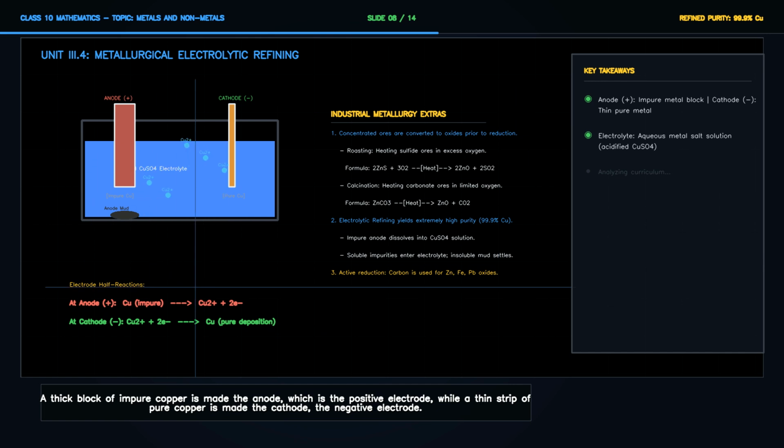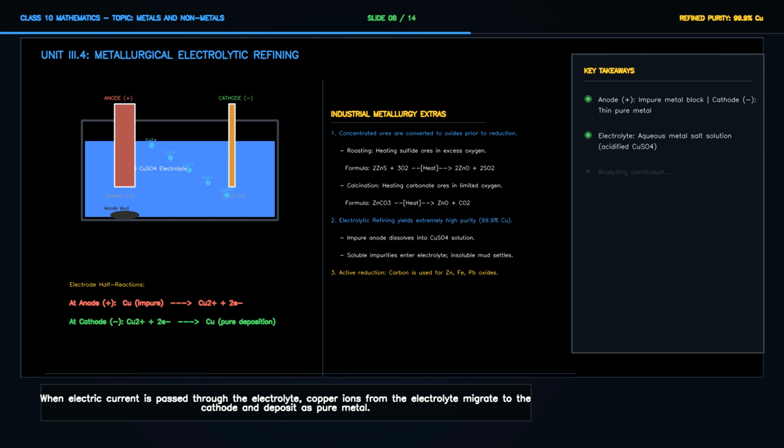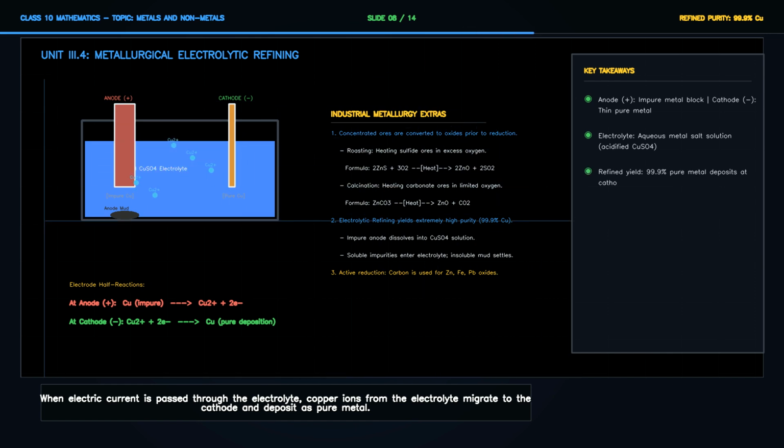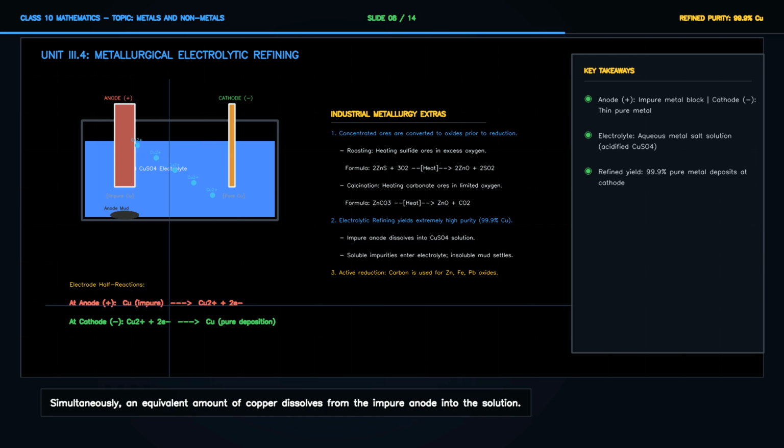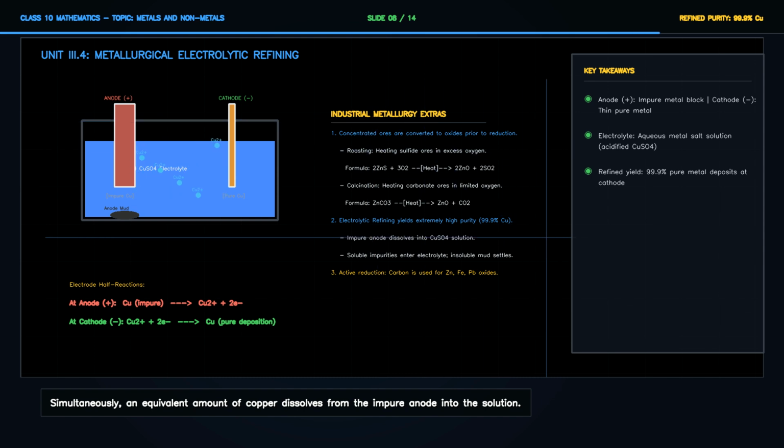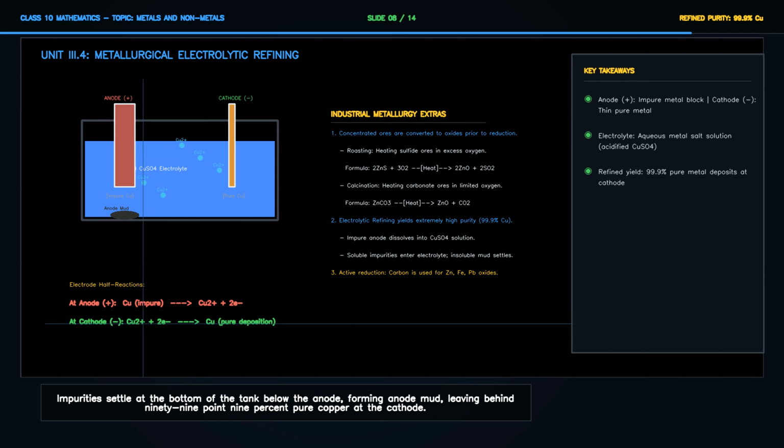When electric current is passed through the electrolyte, copper ions from the electrolyte migrate to the cathode and deposit as pure metal. Simultaneously, an equivalent amount of copper dissolves from the impure anode into the solution. Impurities settle at the bottom of the tank below the anode, forming anode mud, leaving behind 99.9% pure copper at the cathode.